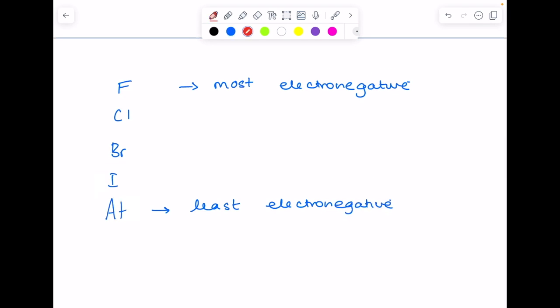And remember, this goes some way to explain why fluorine can be involved in hydrogen bonding, because hydrogen bonds form between hydrogen and highly electronegative elements, which you have to learn are fluorine, nitrogen and oxygen, and that's the only time hydrogen bonds will form.